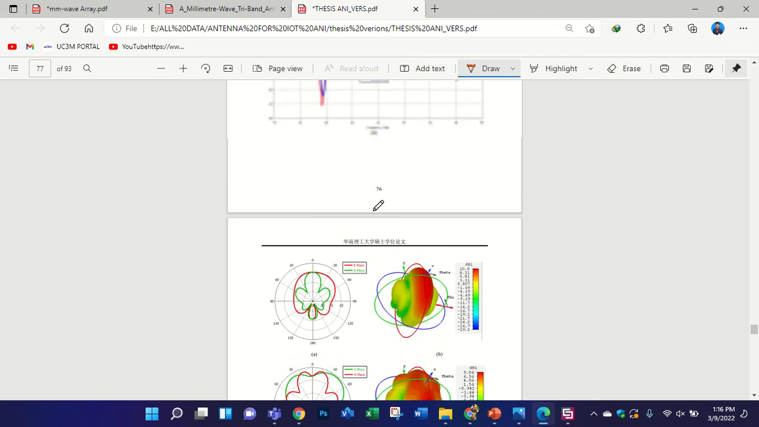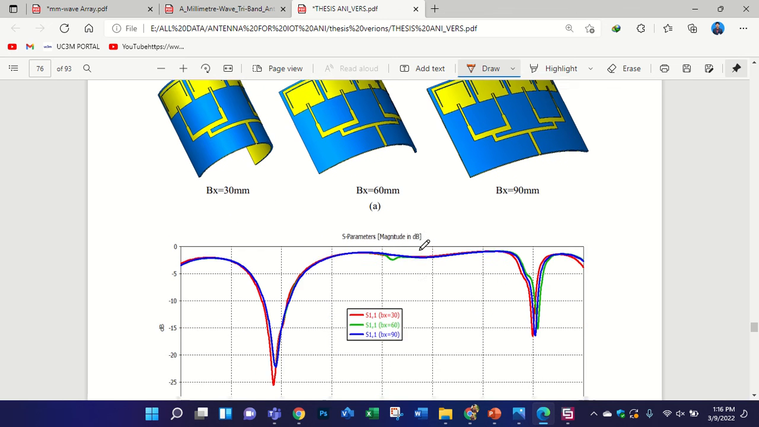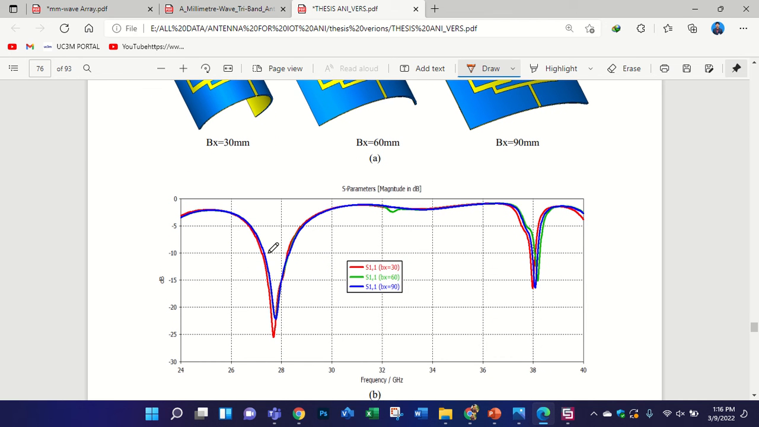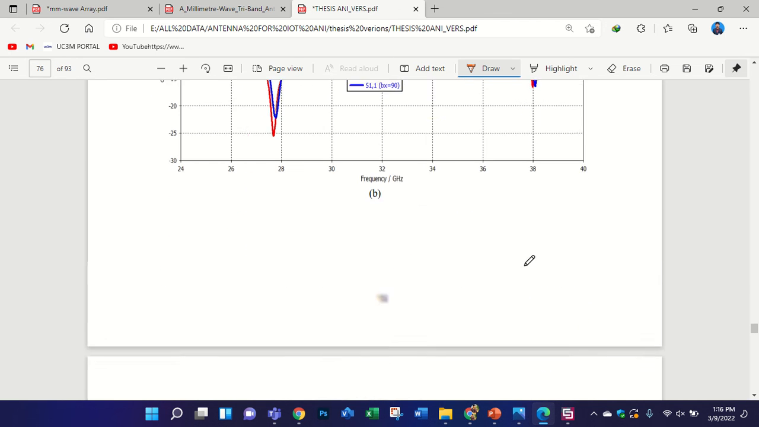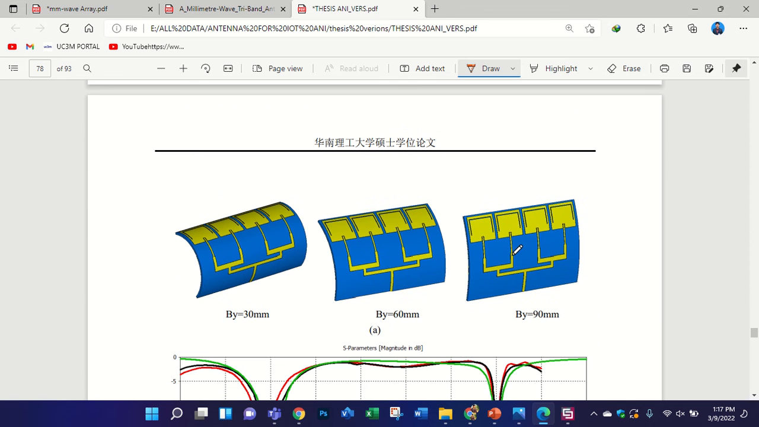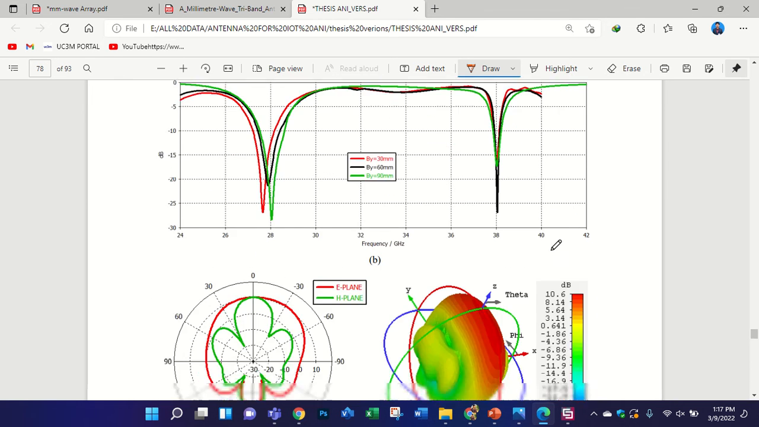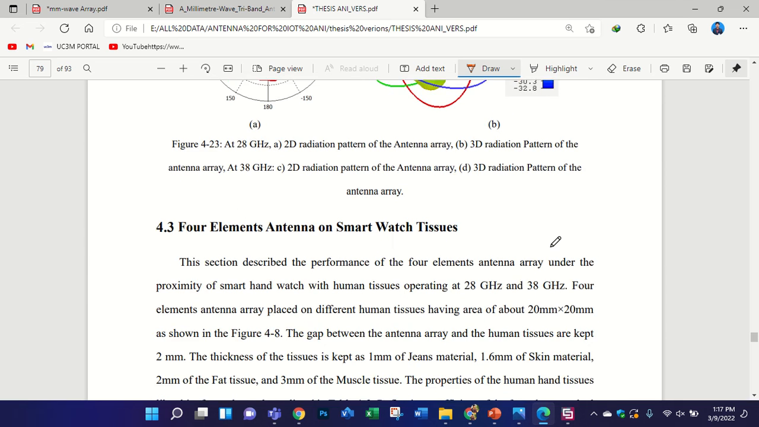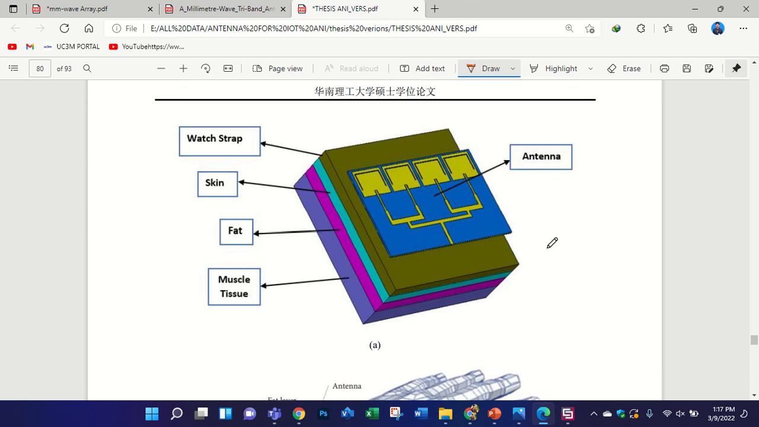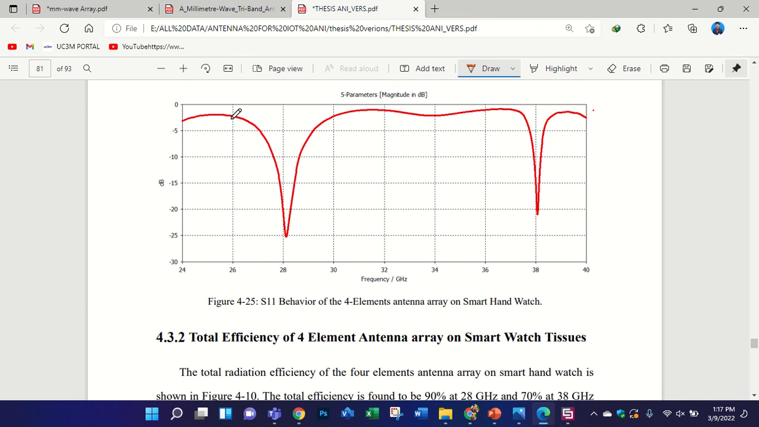If you notice the comparison table, I also added the bending analysis. I used the Rogers 5880, and you see the bending analysis taken into consideration, and this is operating at 28 and 38 gigahertz, and also along the y-axis. This is on human tissues.